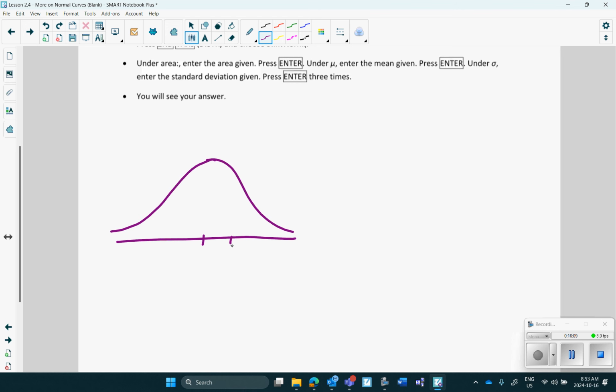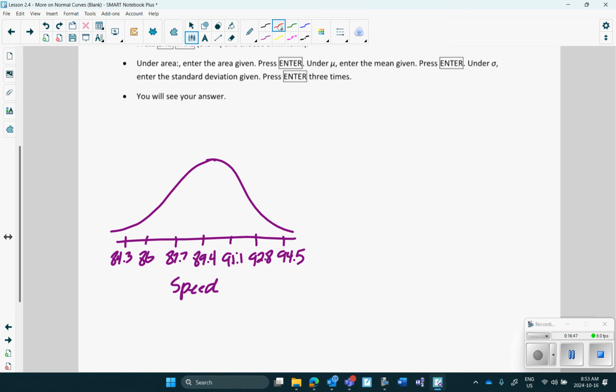Here, 1, 2, 3, 1, 2, 3, speed, 89.4. Numbers again were 91.1, 92.8, 94.5, and then below the mean were 87.7, 86, 84.3. This time we're given the area, we don't know what the value is.